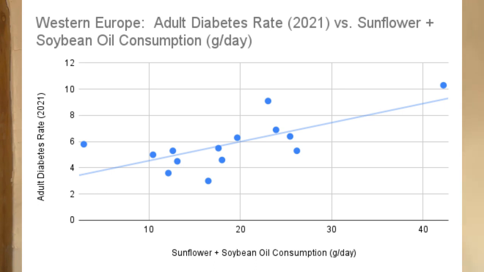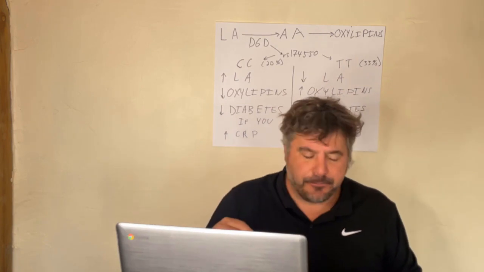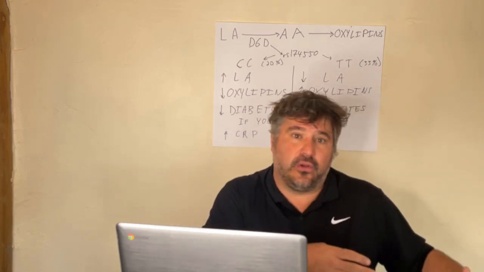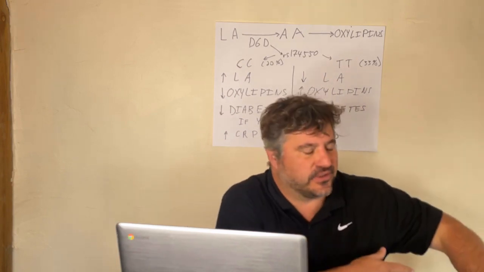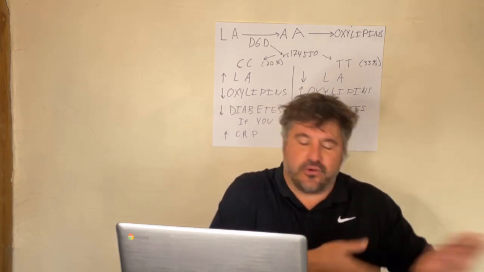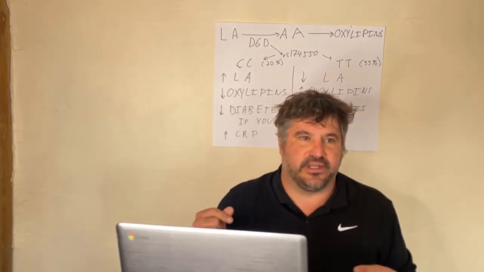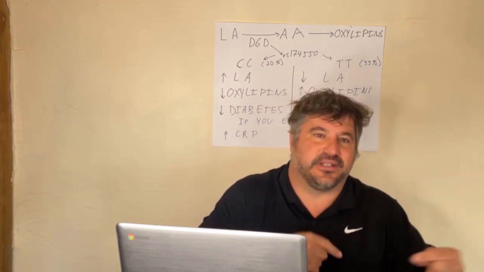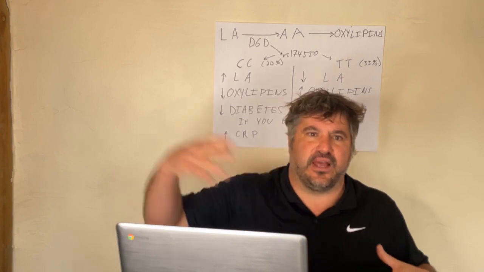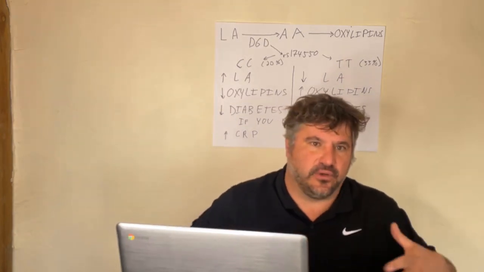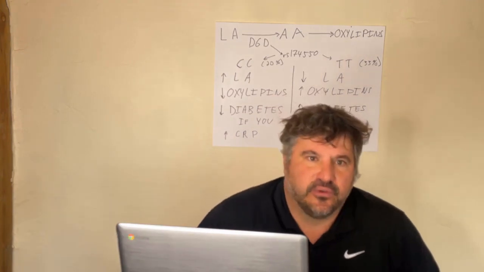Spain has the highest consumption of sunflower oil. In Europe, they don't consume a lot of soybean oil; they mostly consume sunflower oil. Spain has the highest consumption of sunflower oil and among the highest levels of diabetes in Europe, perhaps the highest. And the Scandinavian countries are all on the low end, and they all eat low amounts of sunflower oil and low amounts of soybean oil. That doesn't prove anything, but it certainly does not disprove the idea that vegetable oils are perhaps involved in inflammation and diabetes progression.